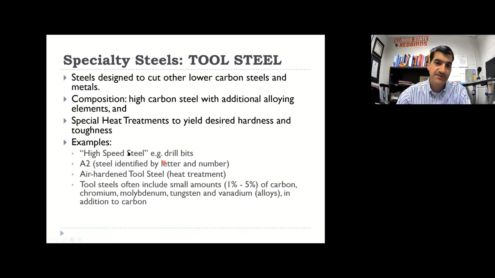Here are some examples of different kinds of tool steel. High-speed steel, those are actually the cheapest drill bits. You can get other drill bits that have other, more expensive alloying elements added to them. But high-speed steel, that's one kind of tool steel, one of the cheaper kinds. A2 is another kind of tool steel. Air hardened is another kind. And this is what a lot of the additives are that you use to mix in to make the tool steel.